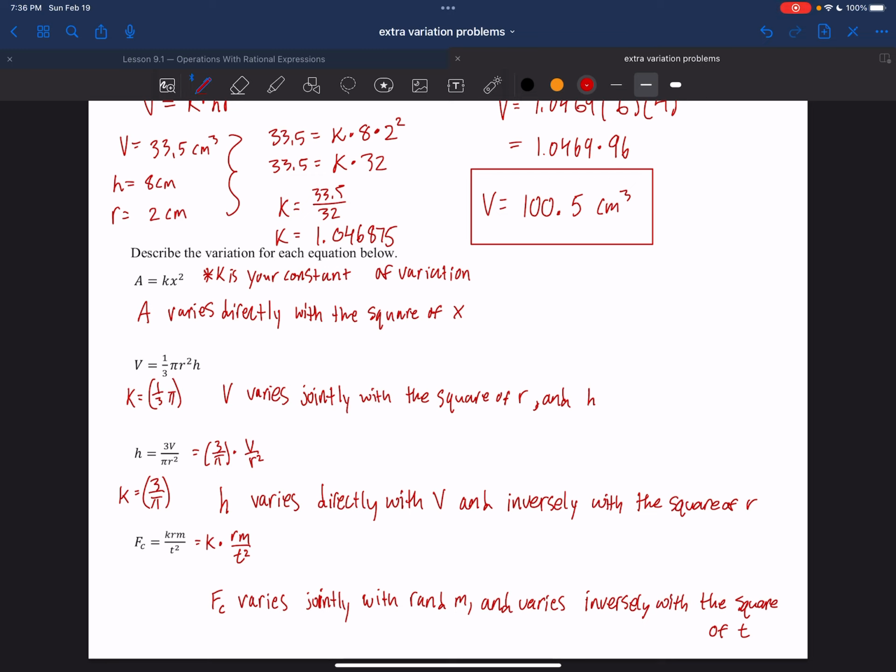If it's direct variation, it's multiplying. If it's inverse variation, it's basically dividing. Yeah, it's denominator. And that's pretty much it.